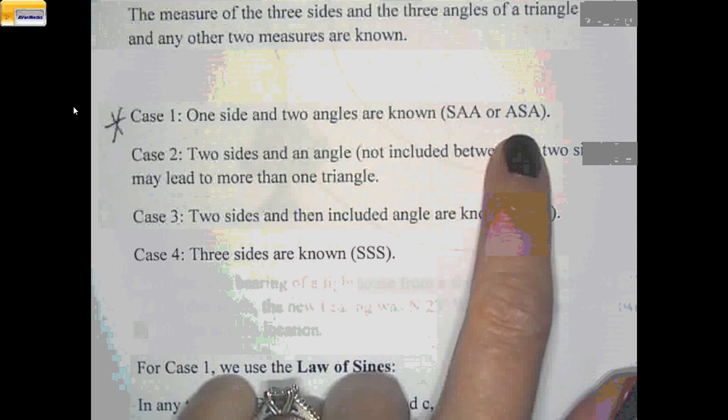Case 2 is where they give you 2 sides and an angle. That's the one that makes the bad word. Yes, I wrote it backwards. And I kind of like that one's the bad word, because the one that makes the bad word is the one where it gets sticky. That's the one where you might have 2 options. You might have more than one answer, and we're going to talk about that on Friday.